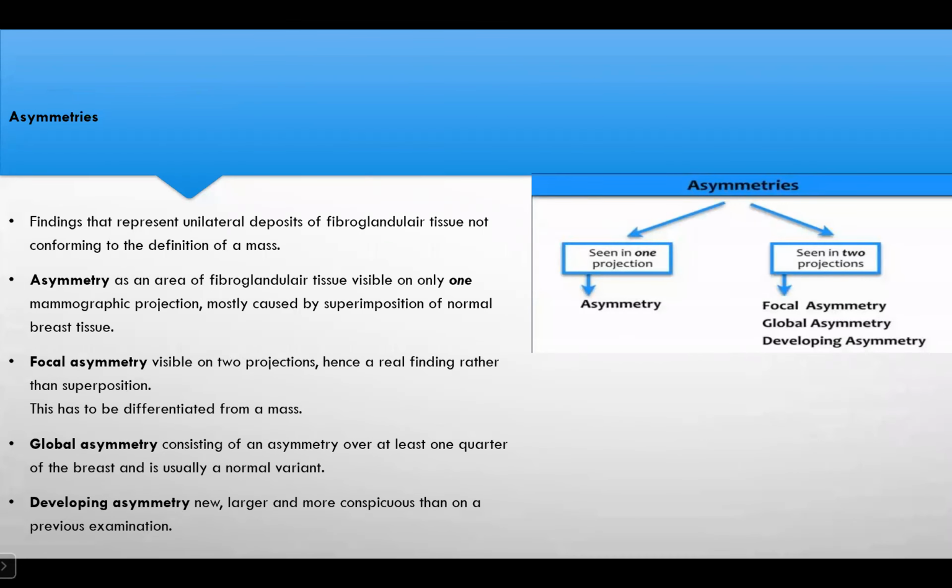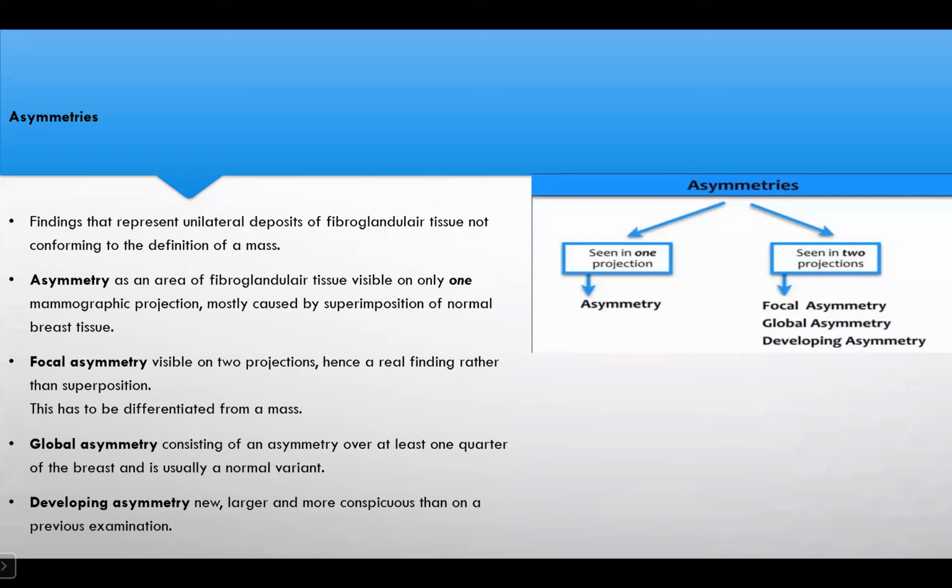Asymmetries are findings that represent unilateral deposits of fibroglandular tissue not conforming to the definition of a mass. Asymmetry is an area of fibroglandular tissue visible in only one mammographic projection, mostly caused by superimposition of normal breast tissue. A focal asymmetry is visible in two projections, hence a real finding rather than superimposition.